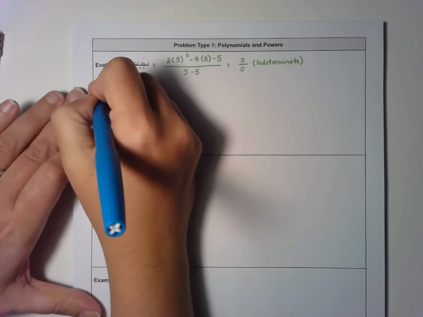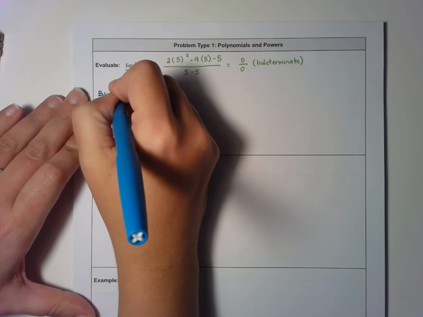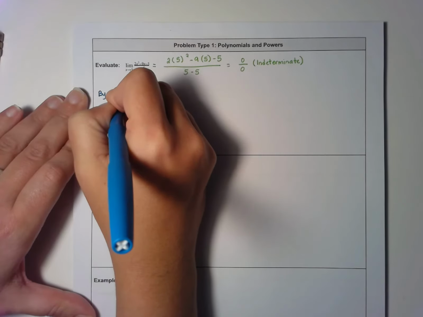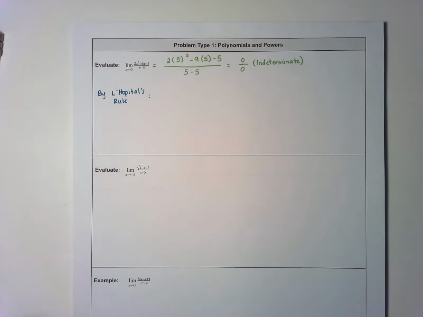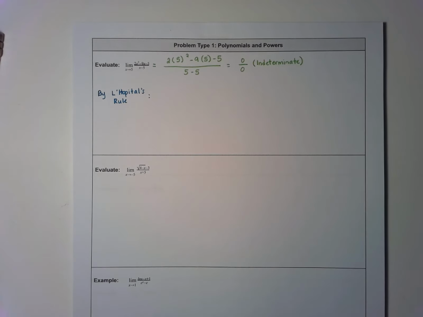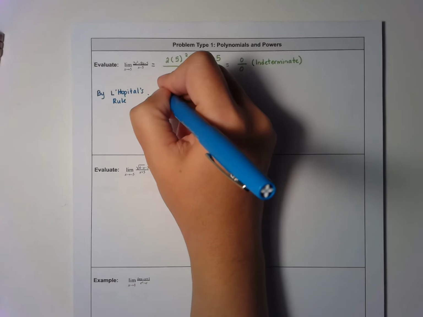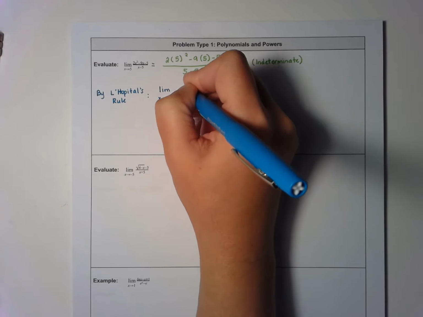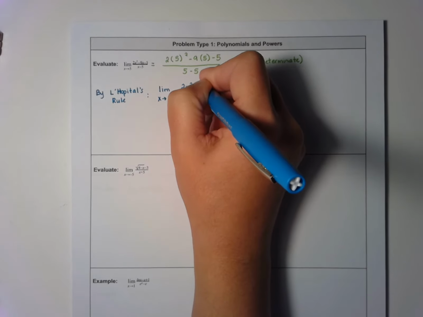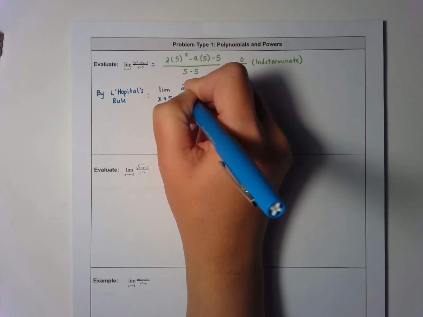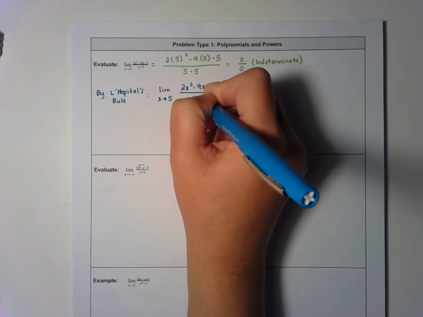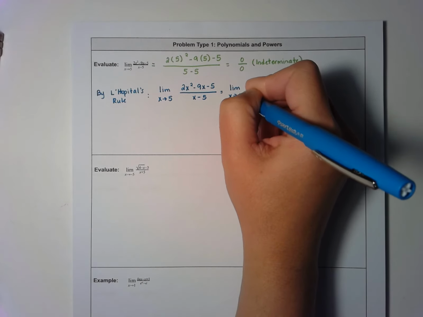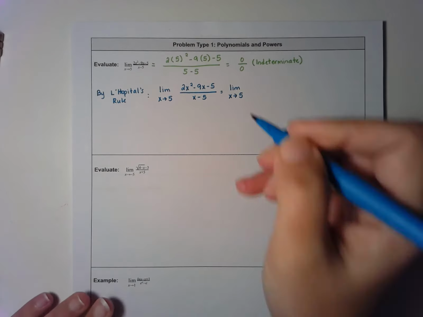Then you're going to say, by L'Hopital's rule. And you have to actually state that. This is not optional. You have to say that you're using L'Hopital's rule. And then you're going to say the original limit that we were trying to find must be equal to the limit as x approaches 5, the same value, but this time of the derivative.